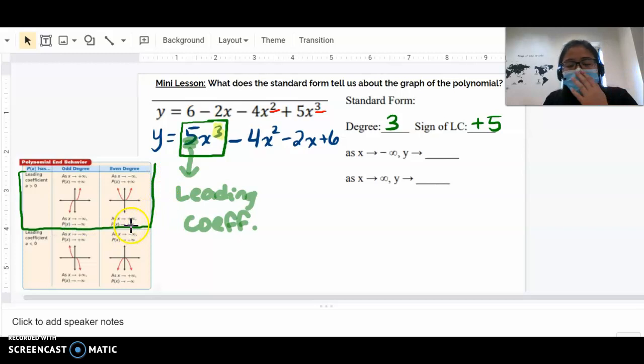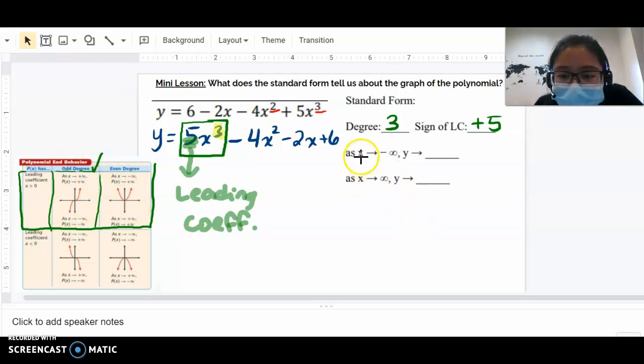Okay. Now I have to look at degree. So my degree is 3. So 3 is an odd number. So I'll actually be looking at the odd degree here. So this section is now specifically going to tell me all I need to know about that end behavior.